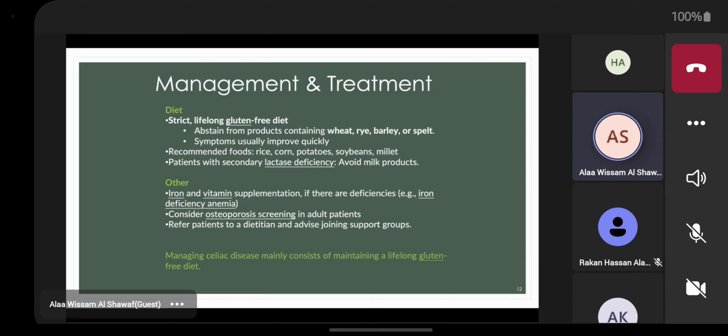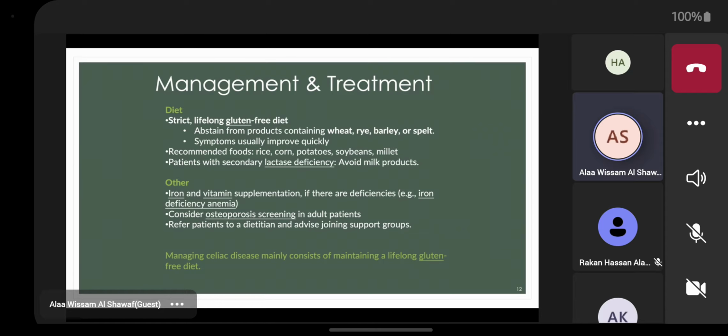For the management and the treatment, the main management is by diet. We give the patient a strict lifelong gluten-free diet, abstaining from products containing wheat, rye, barley, or spelt. Symptoms usually improve quickly. Recommended foods are rice, corn, potatoes, soybeans, and millets.